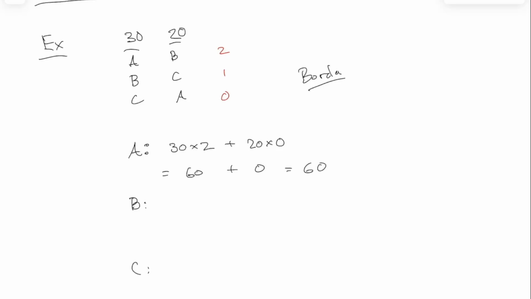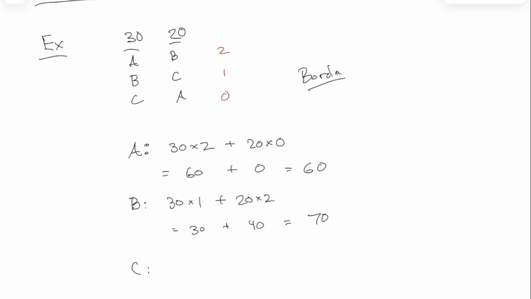So by the same reasoning, B in the first column has 1 point each on 30 ballots. So that's going to be 30 times 1 plus, in the second column, 2 points each on 20 ballots. So that's 20 times 2. This is 30 plus 40, which is 70, right? And then I hope everyone agrees with my numbers.